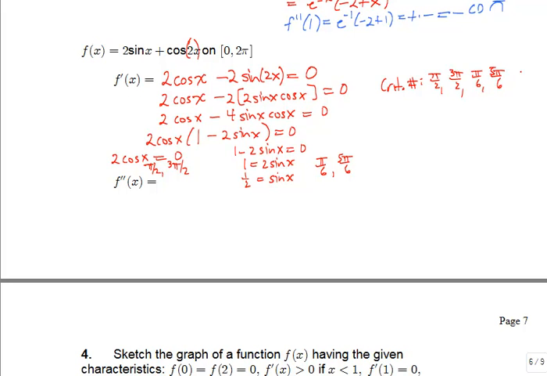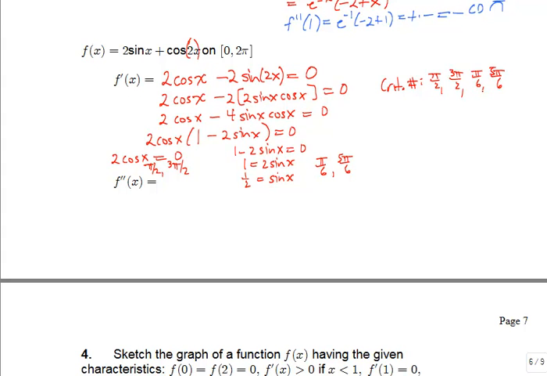So now to find out whether those are maxes or mins, you could either put them all on a number line and then test every single interval, which is going to take a little while, or you can use the second derivative test. So that would require taking the second derivative and then plugging in each of these values.